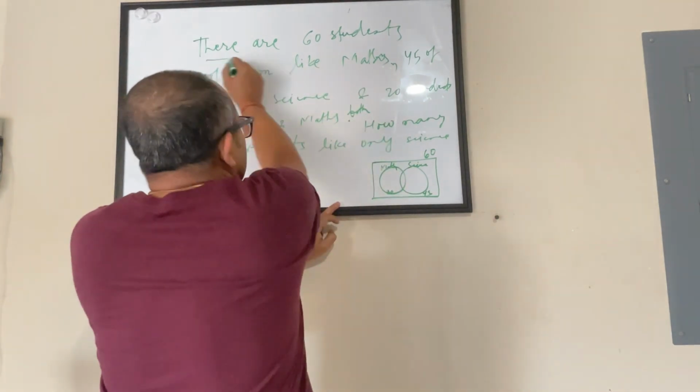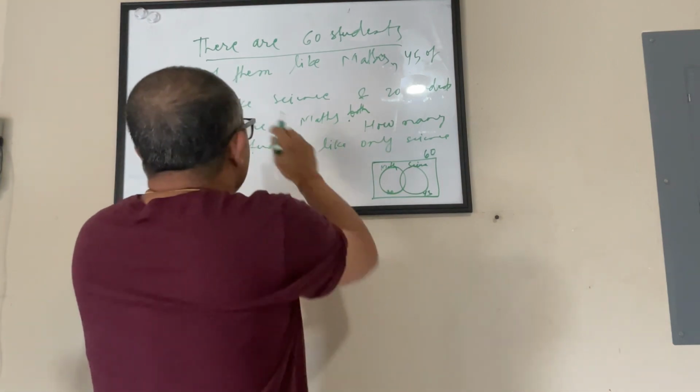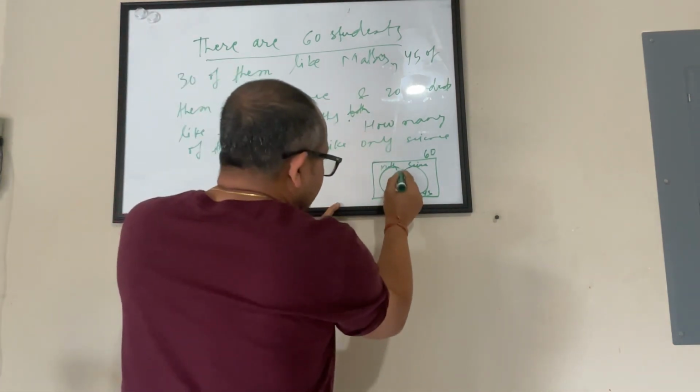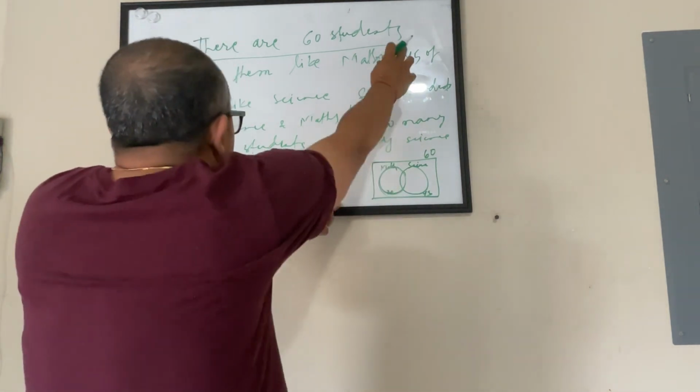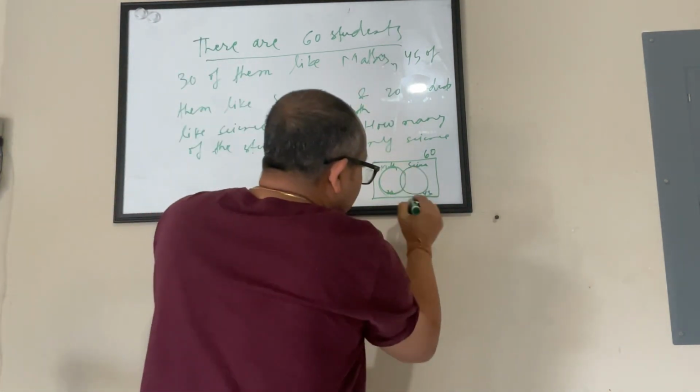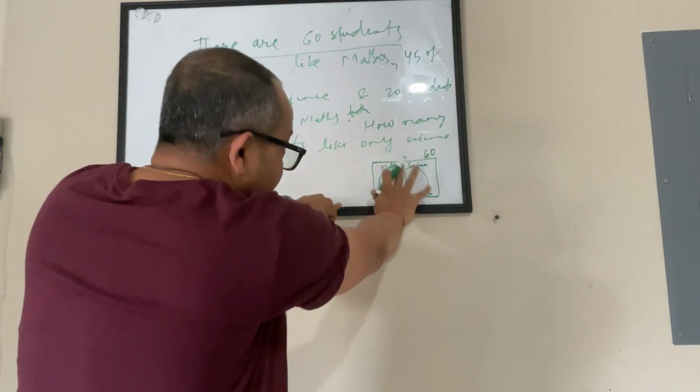So there are 60 students in the class. Total is 60. This is my class. 30 of them like math, so this is my circle for math. It's 30. 45 of them like science, so this is my circle of science. It's total 45. Everything inside the class.